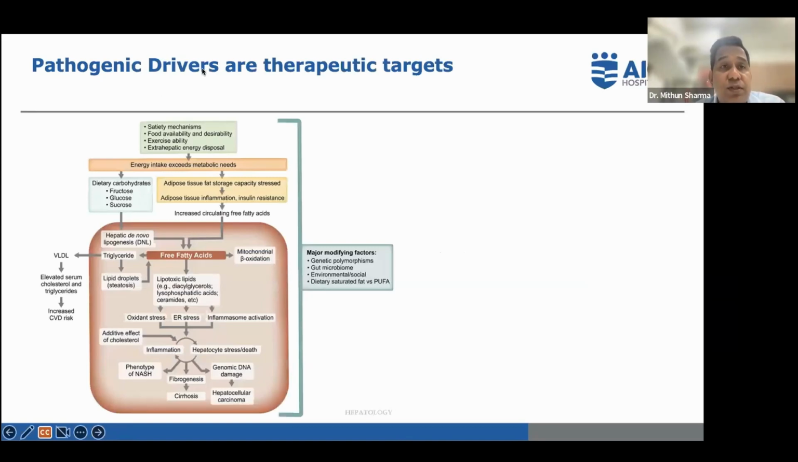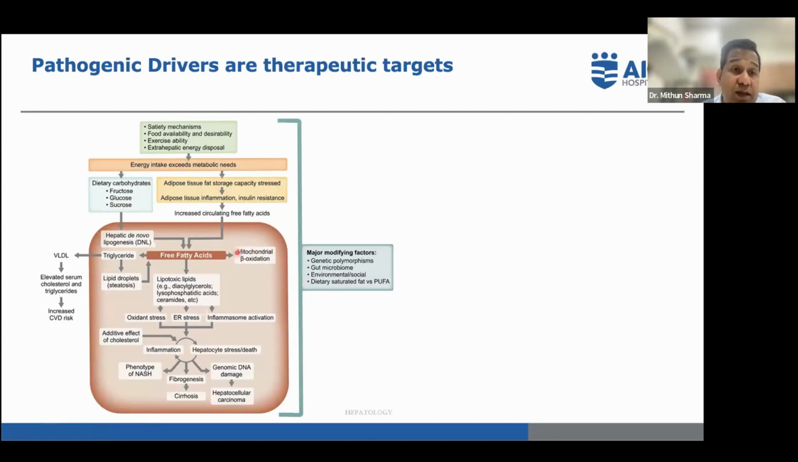So what are the pathogenic drivers which cause NAFL? These pathogenic drivers are the ones which, when we target them, are actually our therapeutic targets. It is presumed that it usually starts with an imbalance between energy intake and energy expenditure. The excess energy intake comes from a high intake of dietary fructose, glucose, and sucrose, which overshoots the capacity of the adipose tissue to take care of it.